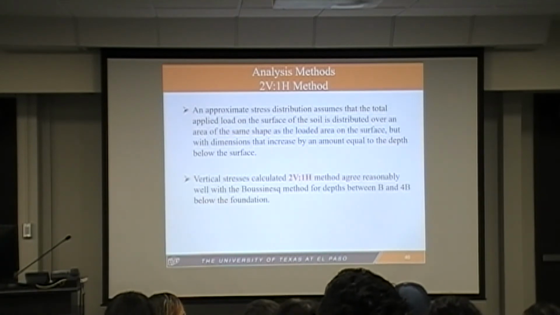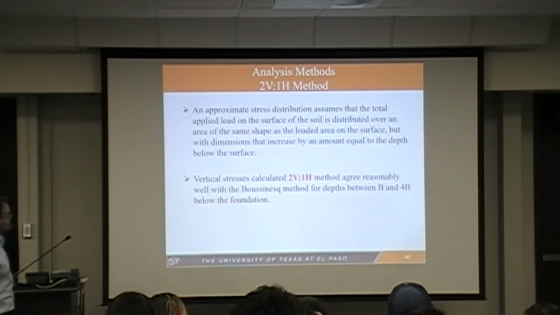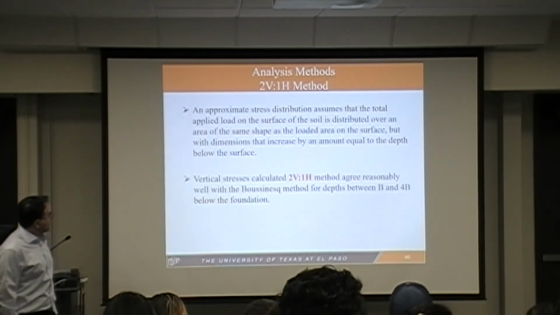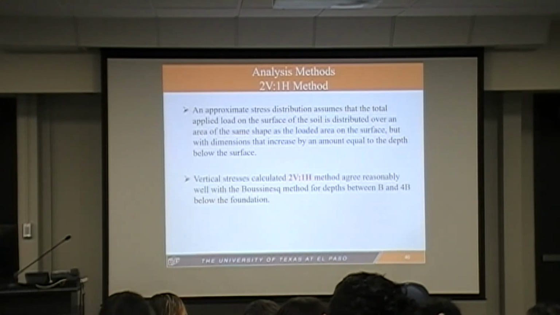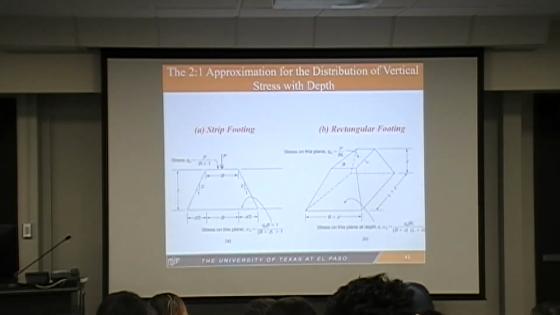You have an approximate stress distribution, which assumes that the total applied load on the surface of the soil is distributed over an area of the same shape as the loaded area on the surface, but with dimensions that increase by an amount equal to the depth below the surface. And that's the definition of what we have in these equations.